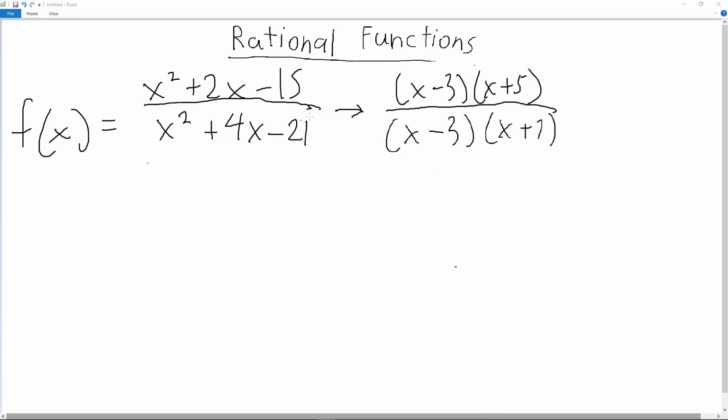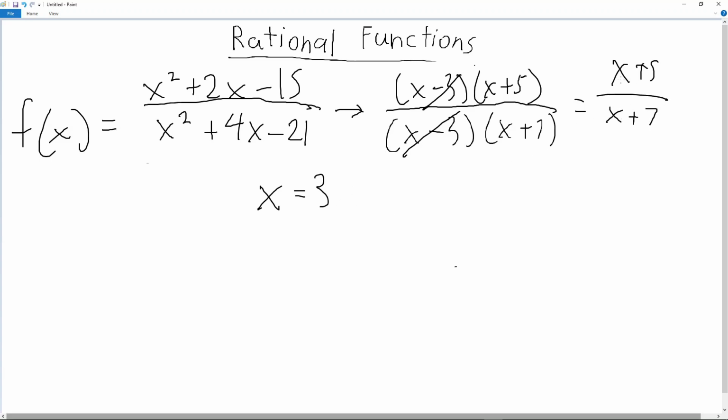Now we can rewrite the function as x minus 3 times x plus 5 divided by x minus 3 times x plus 7. First, you find discontinuities. You can see how the x minus 3 factor appears in both the numerator and the denominator. So you can cross those out, and you can know that is a hole. So x equals 3 is where a hole appears. So let's rewrite the function as x plus 5 over x plus 7.